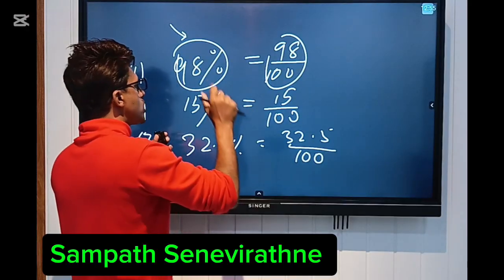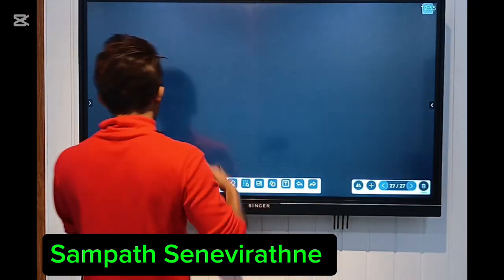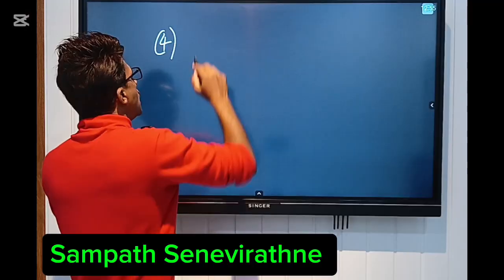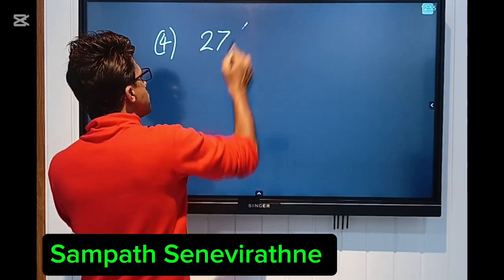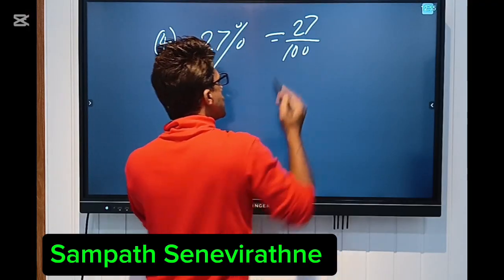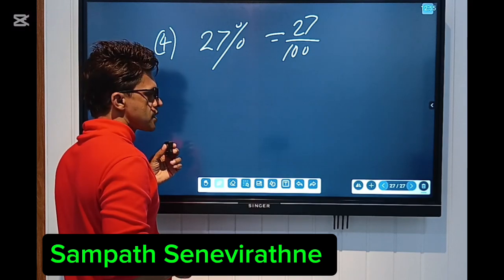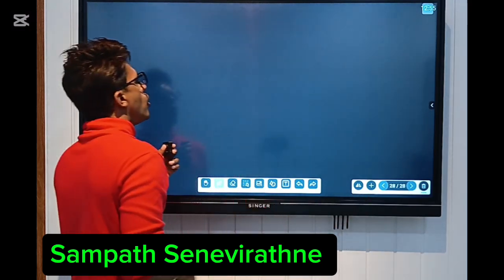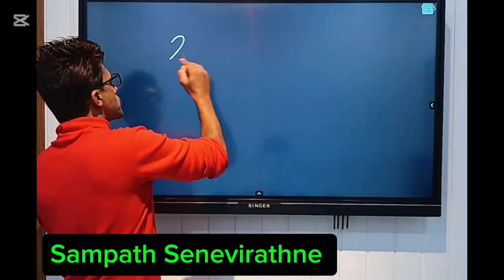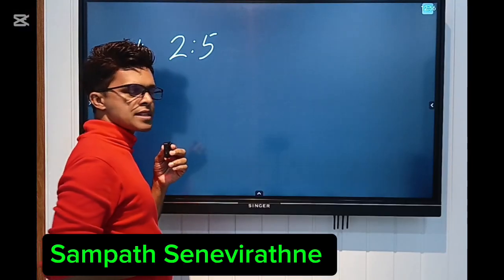Okay, the relation between percentages and fractions. So next is how to write this as a fraction. 27% is 27 over 100. Now you understood that percentages can be written as fractions. On the other hand, take the ratio 2 to 5. How to write this ratio as a percentage?